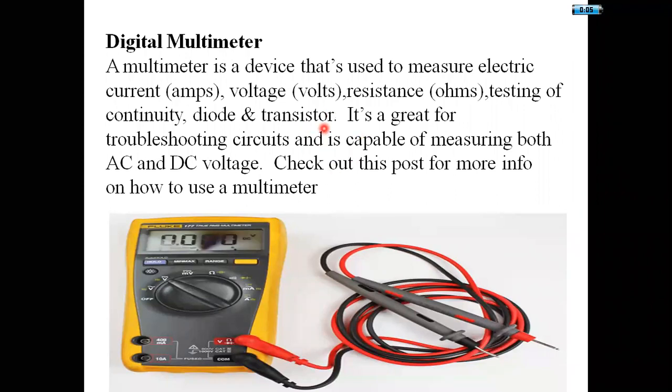Like that, we can set the range of different voltages, currents, and resistance values here, and continuity of the circuit can be analyzed here, and the diode can be tested here. It can be used for troubleshooting circuits, and it is capable of measuring both AC voltages and DC voltages by using this multimeter. Of these two probes, the red is for positive, and the black terminal is for negative.